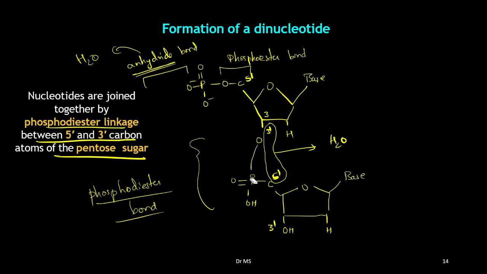On the fifth end, you have this phosphate group, which has the OH, and on the third end there is an OH. By losing a water molecule, the joining happens. And it's happening between two esters, so we call it the phosphodiester linkage. Here the water molecule is lost, that's why this is called anhydride. And this is called a glycosidic linkage, or simply a glycosidic bond.